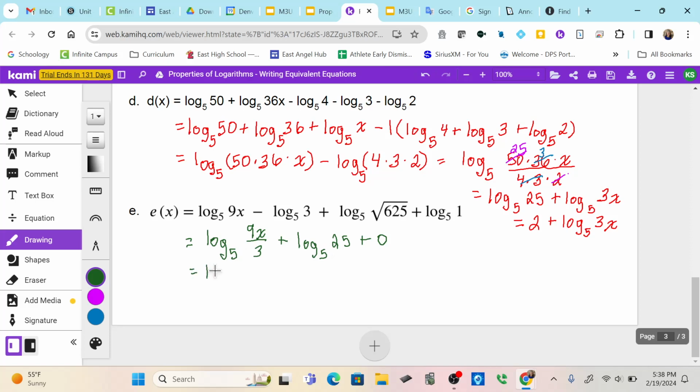And we have log base 5, 9x divided by 3 is 3x, plus, as we noticed in the previous problem, log base 5 of 25 is 2. So we actually have 1, 2, 3 equivalent expressions happening here that are all equivalent to log base 5 of 3x plus 2. And this concludes the video on using properties of logarithms in order to rewrite equivalent equations.